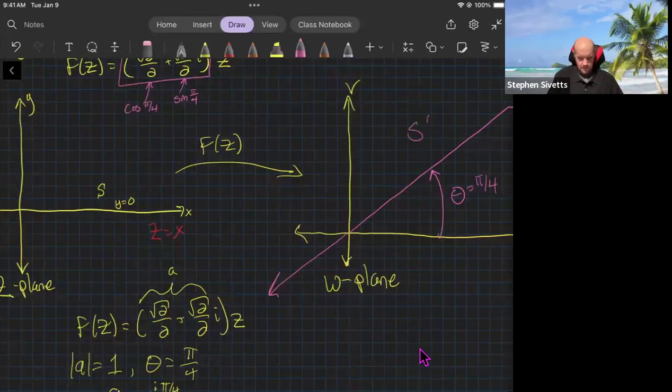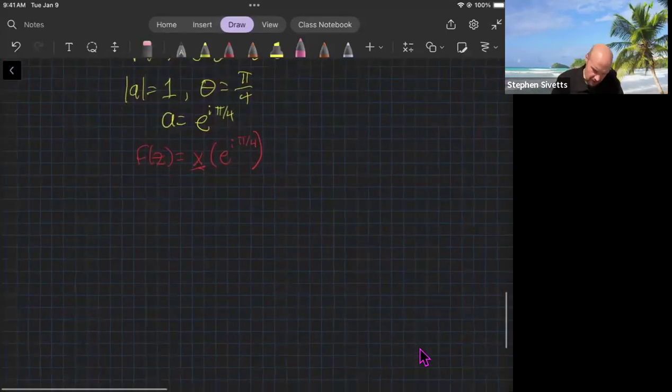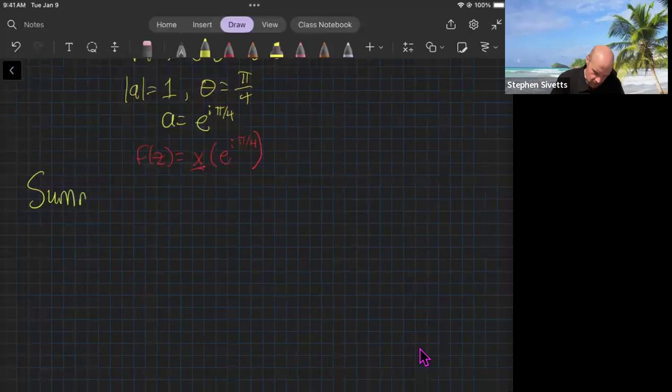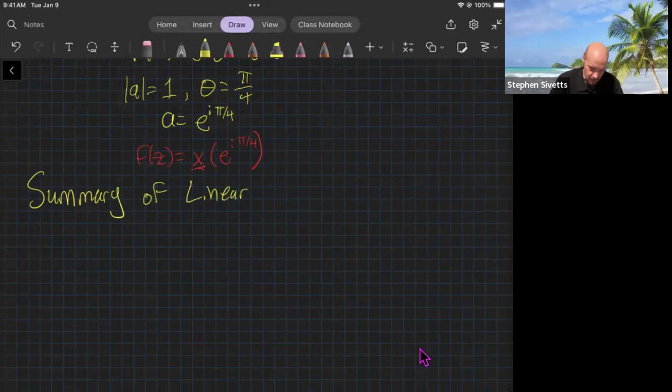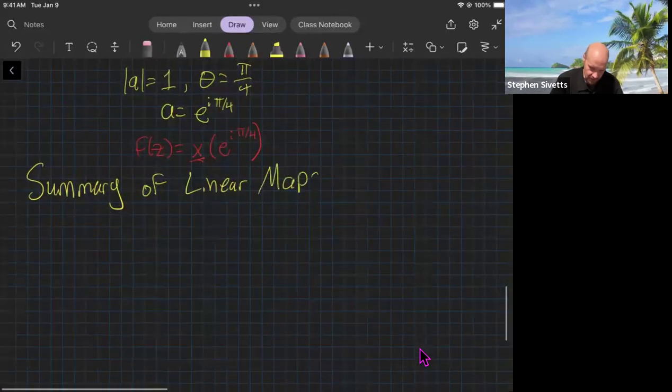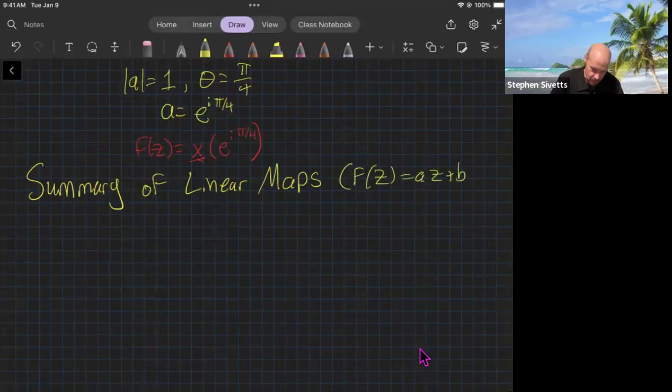Okay, so let's see. To recap, here's an overview of a linear map in the complex plane: f(z) equals az plus b, where a is not 0, I mean 0 plus 0i.